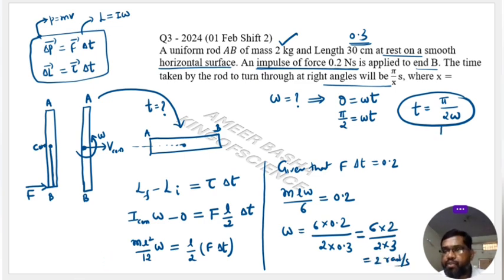If I substitute this in my time relation, t equals pi by 2 into 2, which is pi by 4, so the x value comes out to be 4. Clear, I think. Remember the ideas that I have used to solve the problem. You have to remember these two relations related to impulse: one is linear impulse, and the other is angular impulse.